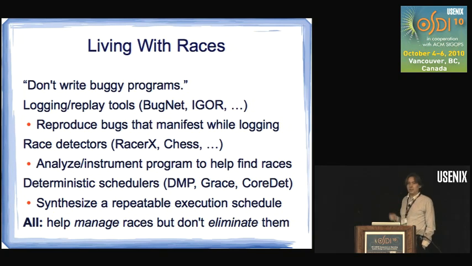So, of course, we can live with races, right? First of all, we can just not write buggy programs. Failing that, we have a lot of good and very useful tools to help us live with non-determinism, live with races. We have log and replay tools, race detectors, and deterministic schedulers, such as we just saw. These all help in different ways to manage races, but fundamentally, races are still part of the programming model that the programs are written in.